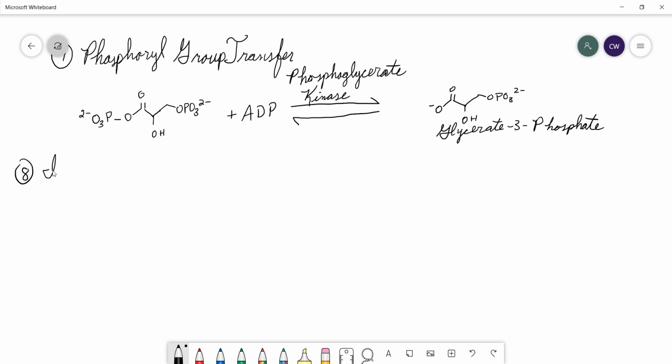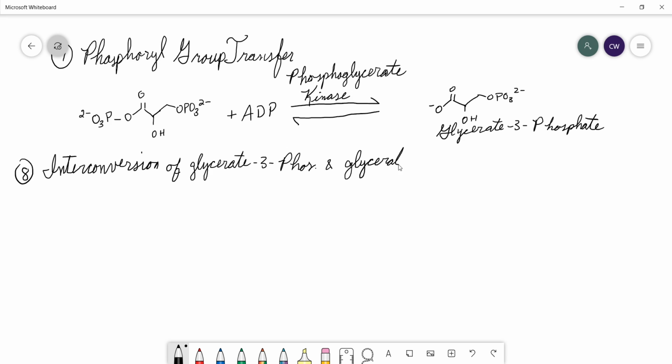After this, we have to interconvert. Okay. We have to interconvert glycerate 3-phosphate and glycerate 2-phosphate. Okay, so we need to move the phosphate group. All right.